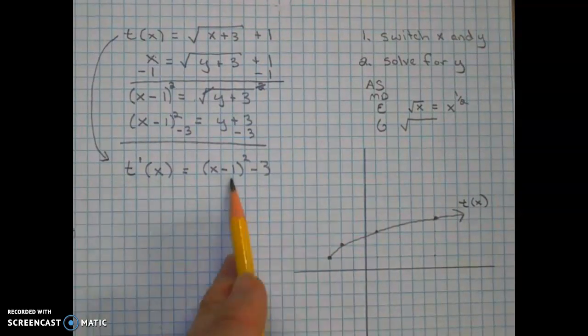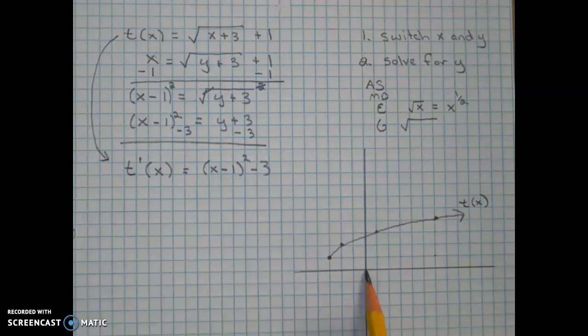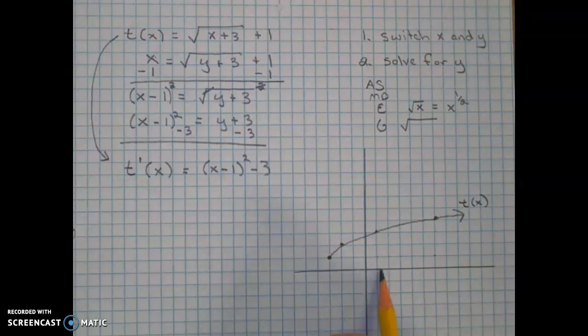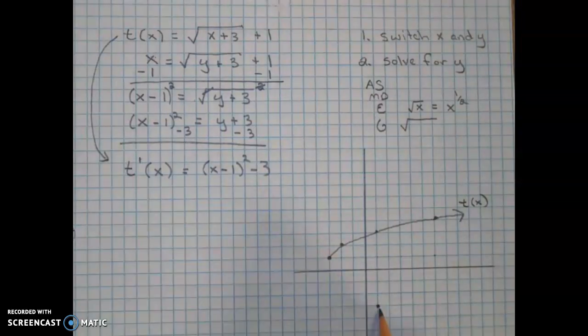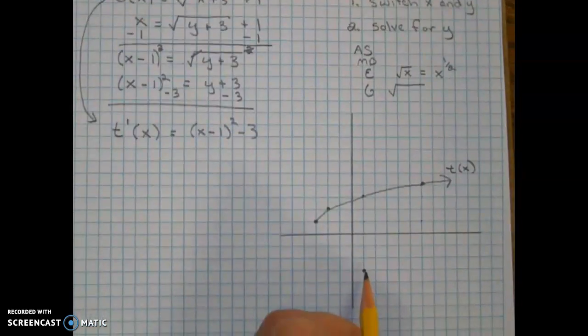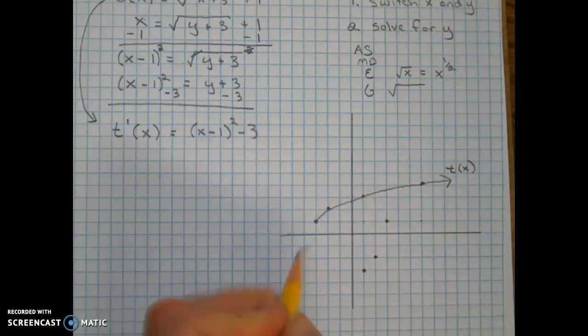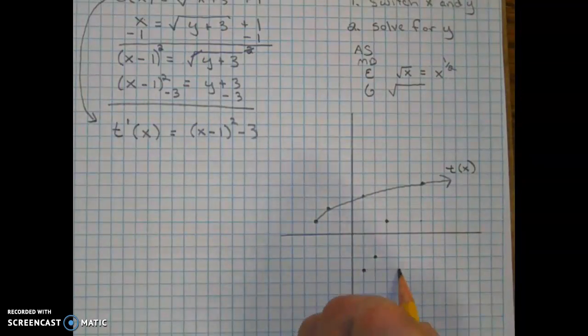Alright, now graphing the quadratic. Remember the quadratic, we start at the vertex, and we're going to translate 1 to the right and 3 down. Alright, so that's going to be our vertex. Now going to the right here, the a value is 1, so remember the pattern for quadratic. 1, 1, 2, 4, 3, 9.